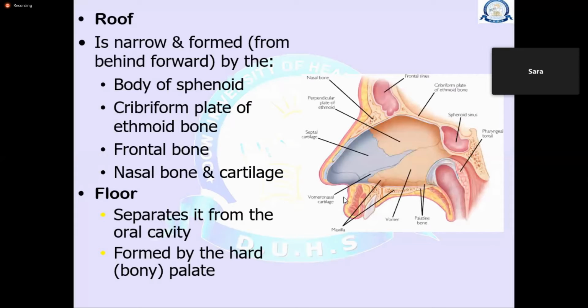The floor is broader as compared to the roof, and it is formed by the palatine process of the maxilla anteriorly, and then posteriorly you have some parts of the palatine bones. So these structures form the floor of the nose.